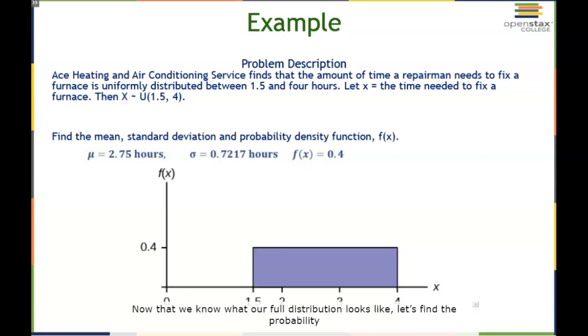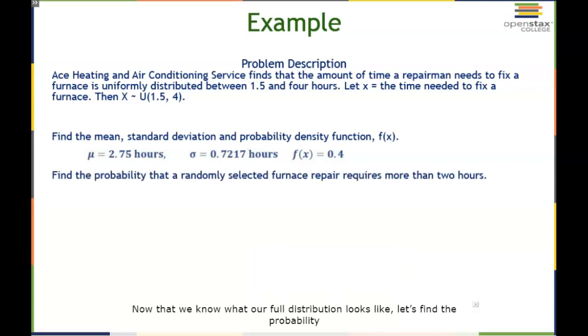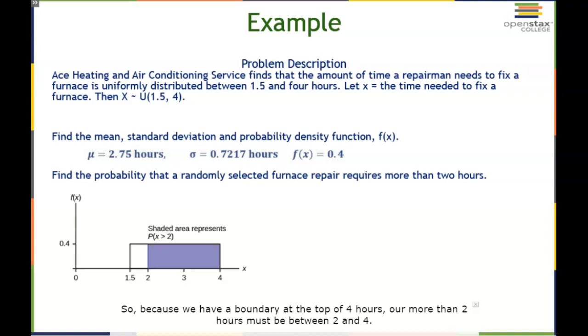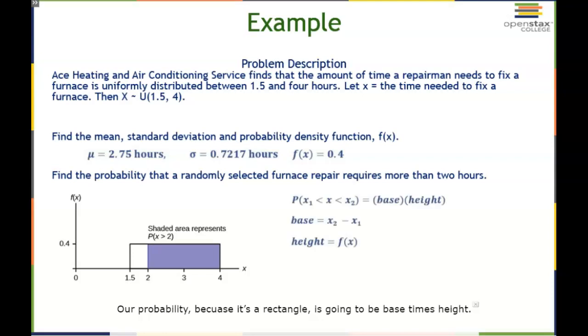Now that we know what our full distribution looks like, let's find the probability that a randomly selected furnace repair requires more than 2 hours. Because we have a boundary at the top of 4 hours, our more than 2 hours must be between 2 and 4. So our probability of 2 is less than x is less than 4. Again, you can use less than or equal to. It's not going to change anything. Our probability, because it's a rectangle, is going to be base times height.